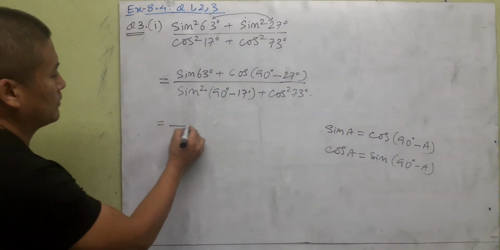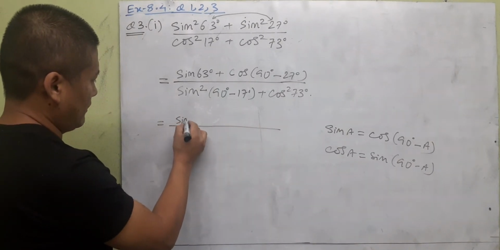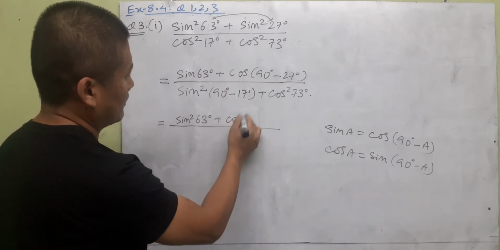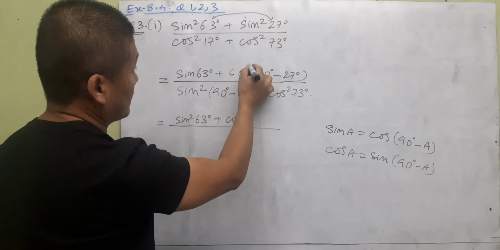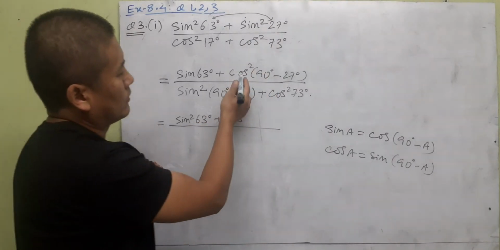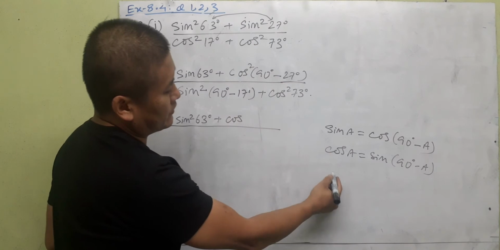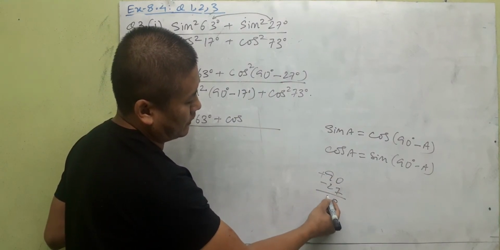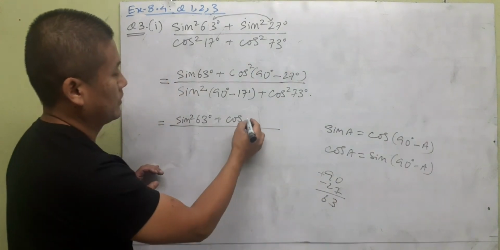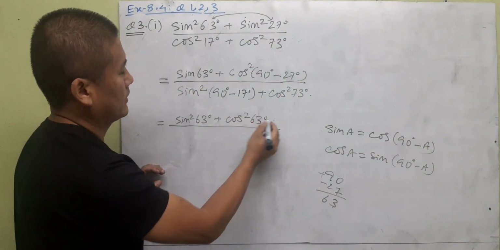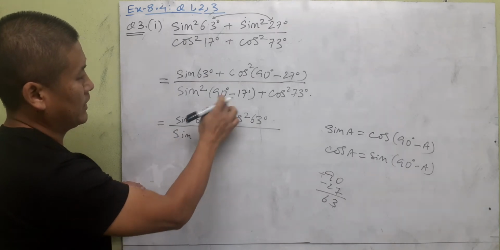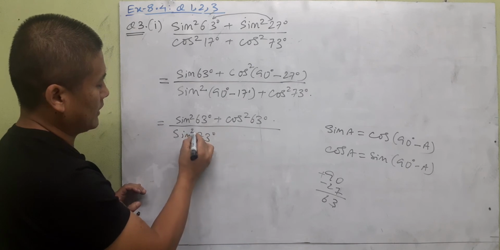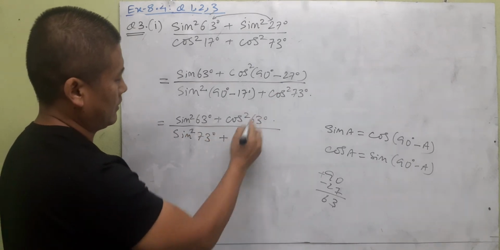Then here, next step, sine square 63 degree plus cos square, so here also square. So cos 90 degree minus 27, if you do, surely you will get 63. So square 63 degree. Likewise, sine 90 minus 17 you do, you will get 73. So sine square 73 plus cos square 73 degree.